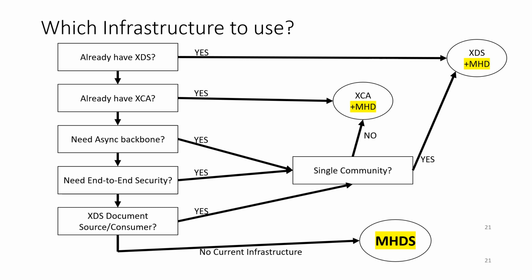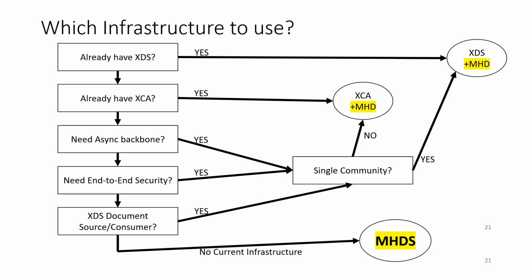Probably add MHD as an API to that to support some clients that might be struggling to attach to XDS as it is today. The infrastructure is good quality infrastructure. If you already have XCA, again, keep your XCA, possibly add the MHD as an API to your XCA environment. The third question is, do you need an asynchronous backbone? There are environments for which the backbone of an exchange, especially in a community or in an XCA environment, can have high delays, and therefore having asynchronous capability is very important. If you have asynchronous backbone needs, you really need to use either XCA or XDS.